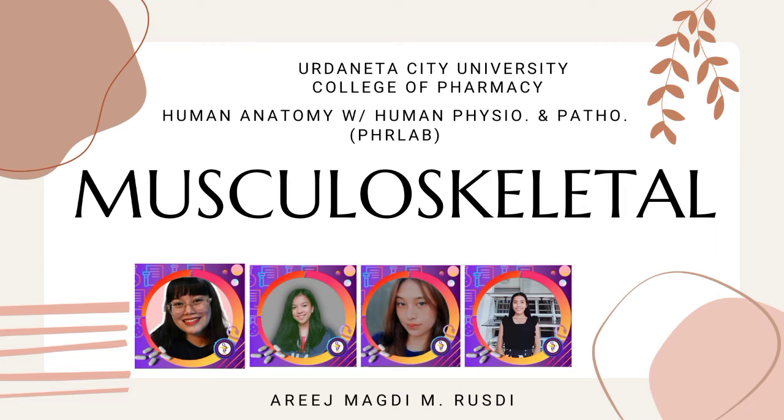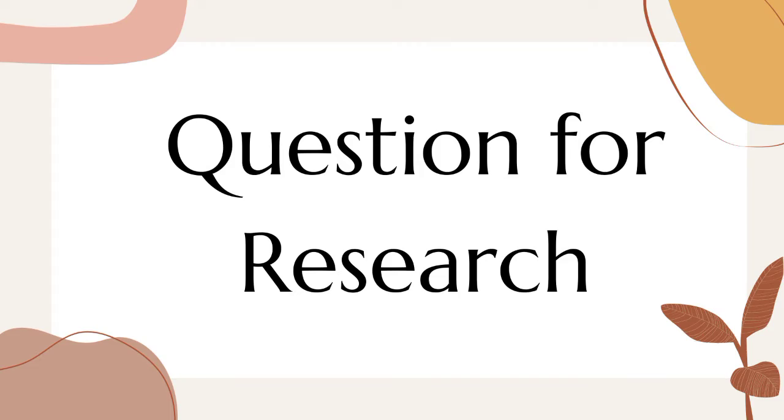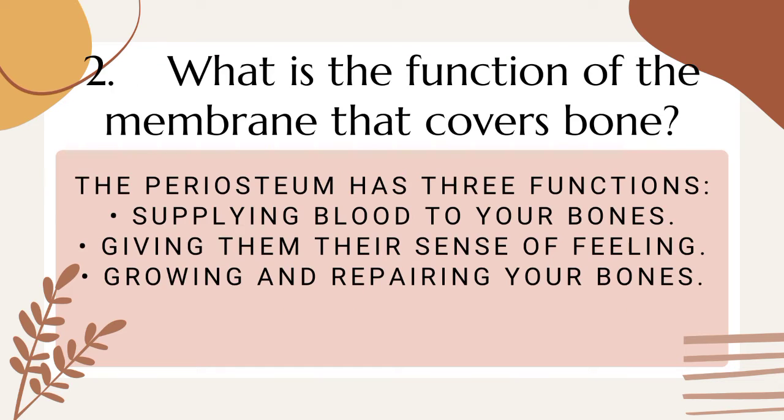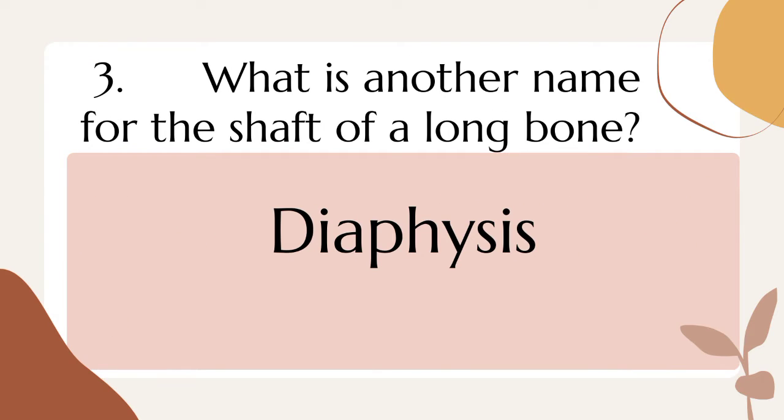And for the first part of the activity, we have the questions for research. What is the membrane that covers the bone? The periosteum. What is the function of the membrane that covers the bone? The periosteum has three functions: supplying blood to your bones, giving them their sense of feeling, and growing and repairing your bones.